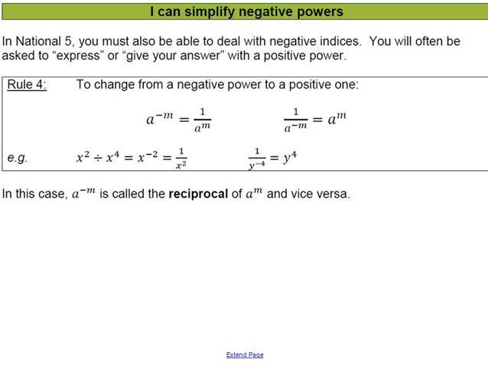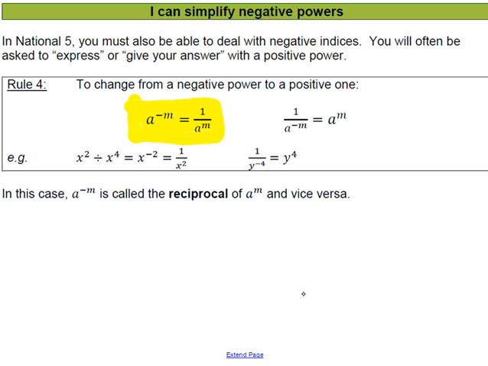As the top of the page says, you'll often be asked to express or give your answer using a positive power rather than a negative one. In order to do this, there are two little rules that we use. If we have a letter or a base a to the power of -m, that's equivalent to 1 over a to the power of m. So if you had something with a negative power, you would be able to make it positive by putting it on the bottom of a fraction with 1 on the top of it.